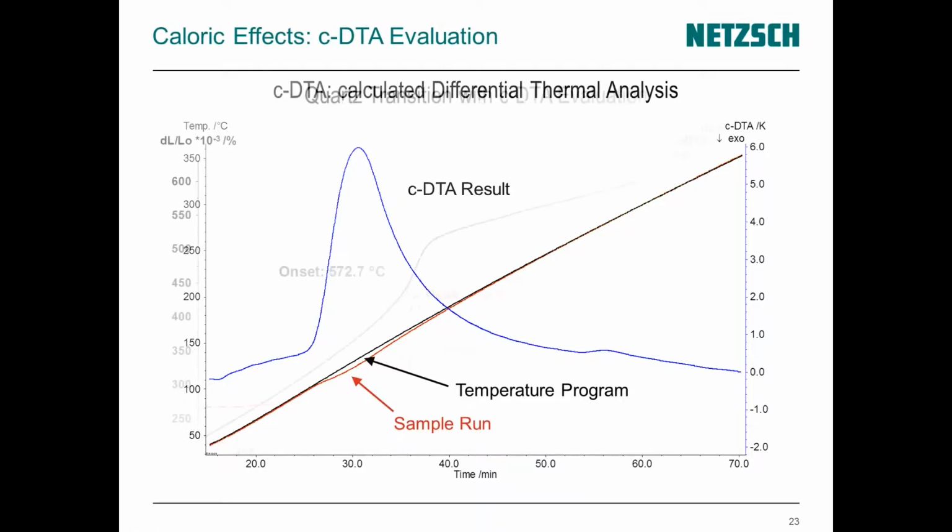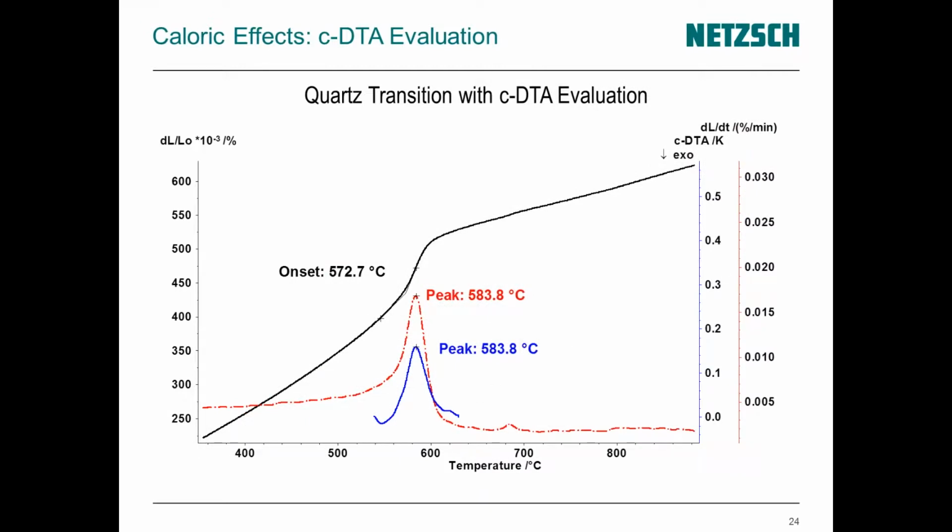And as an example, I show you here the quartz transition with CDTA evaluation. So in black we have the expansion curve, in red the first derivative of the expansion curve, and in blue the CDTA signal. So already here in the expansion curve you see a change in the slope, and here with a maximum in the first derivative at around 584 degrees C, and also with a maximum at 584 degrees C in the CDTA curve. So this is the quartz transition from alpha to beta quartz inside the sample.